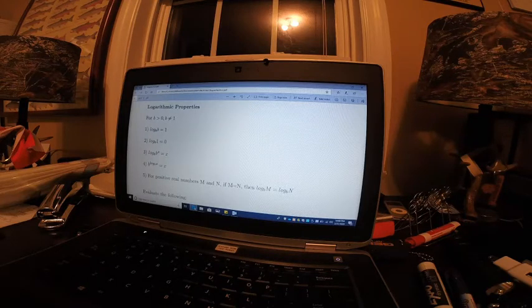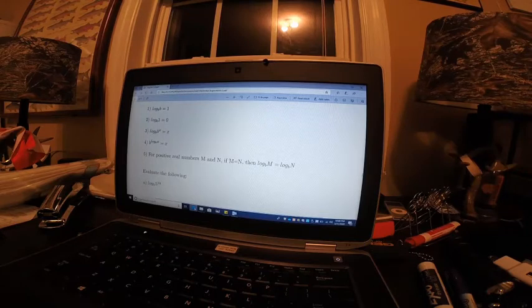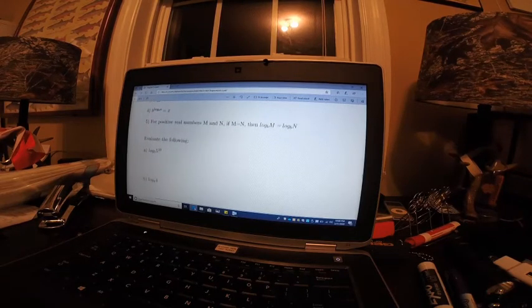Number 5 says for positive real numbers m and n, if m equals n, then the log base b of m equals the log base b of n. Okay, really simple properties. Hopefully you've seen those before. So let's use those properties to evaluate the following. Those are the simple properties. We get to a few more complex ones here in just a little bit. Let's evaluate these to start with.